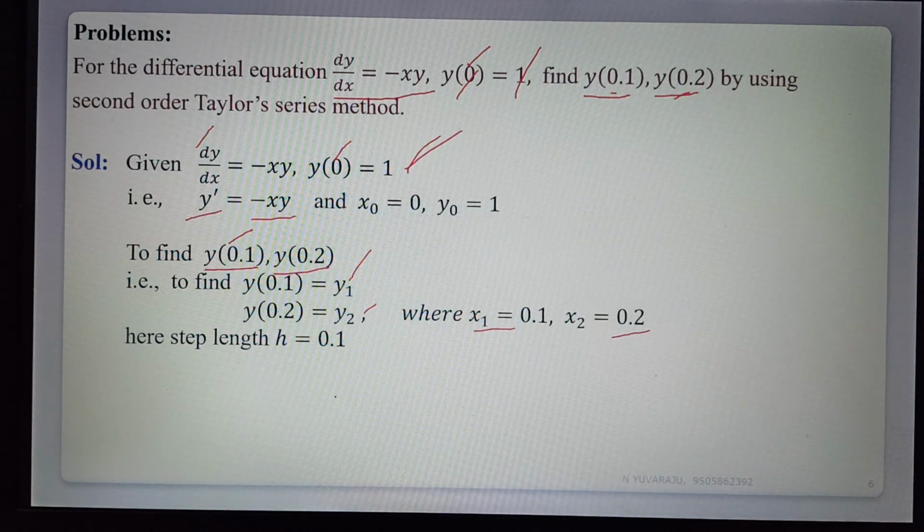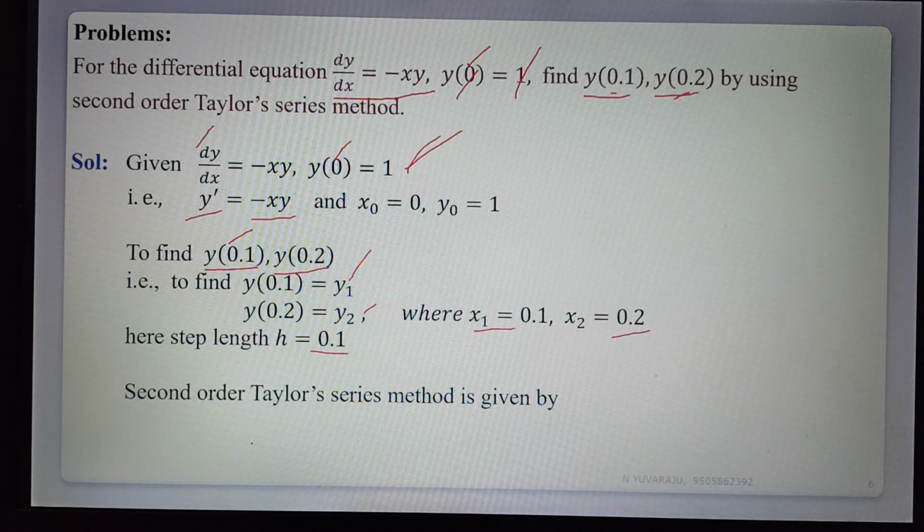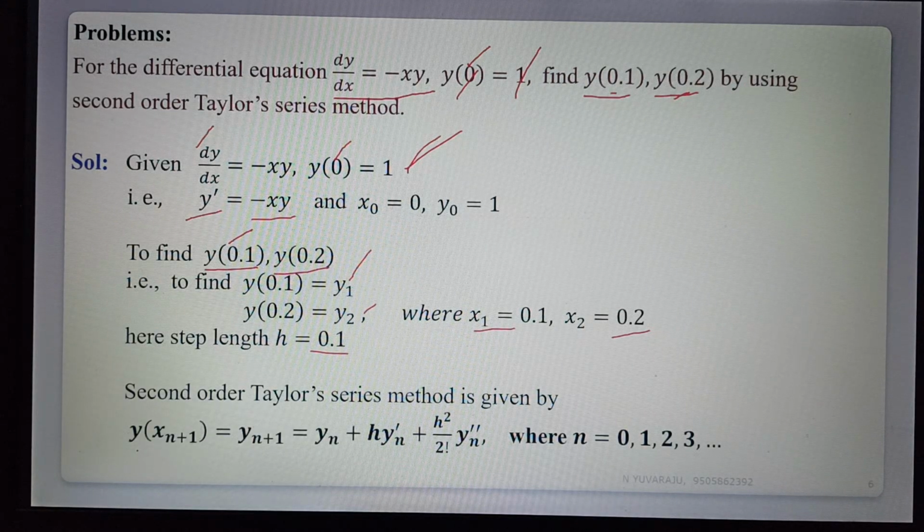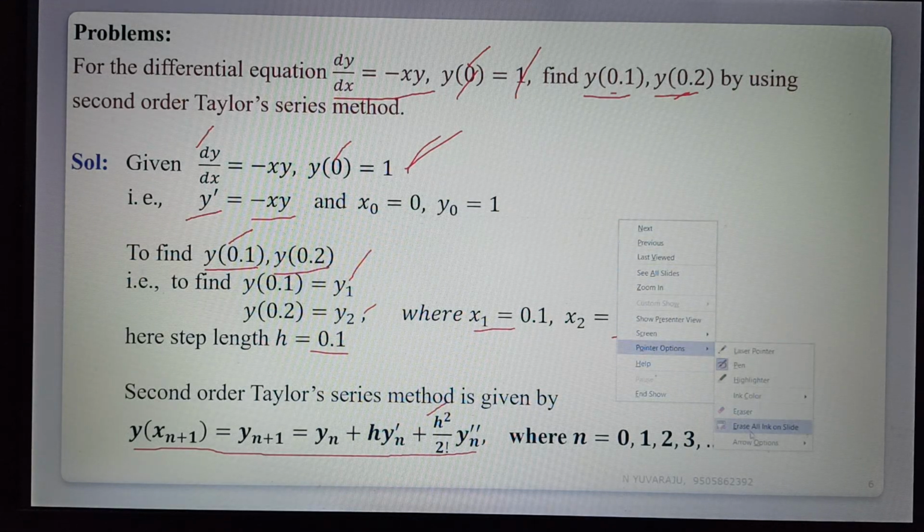Step length same 0.1. So the second order Taylor series method is given by this expansion. Taylor series expansion up to second order, and that is h square by 2 factorial. Here n is equal to 0, 1, 2, 3; we have to find, n is equal to 0 substituting gives the first value y1, n is equal to 1 substituting we get y2. Only n is equal to 0 and 1 are substituted because only two values are found here. Okay now, so this is the formula for Taylor series.